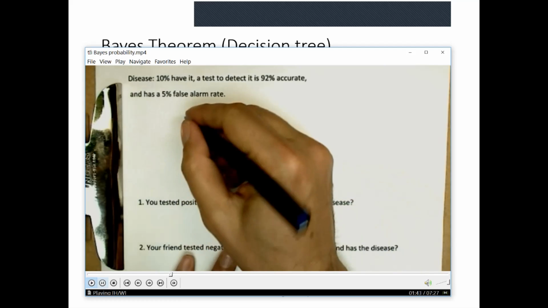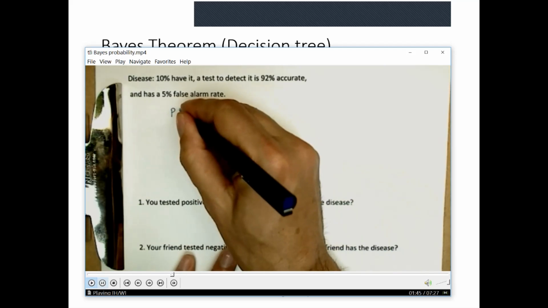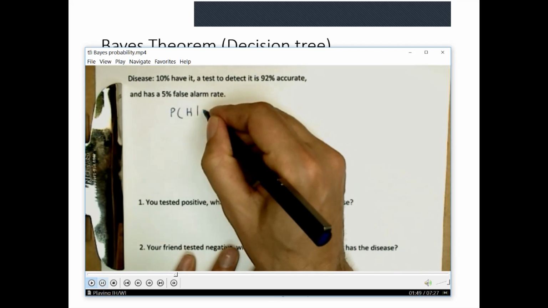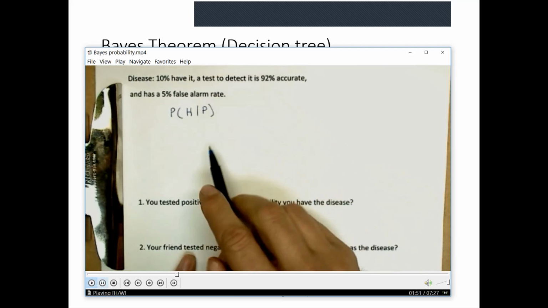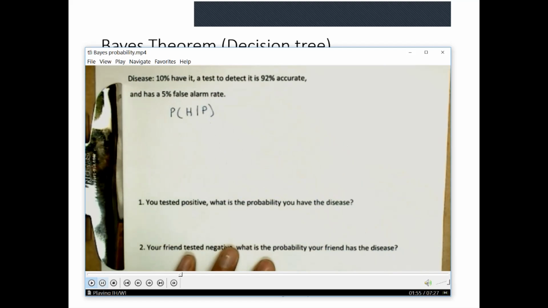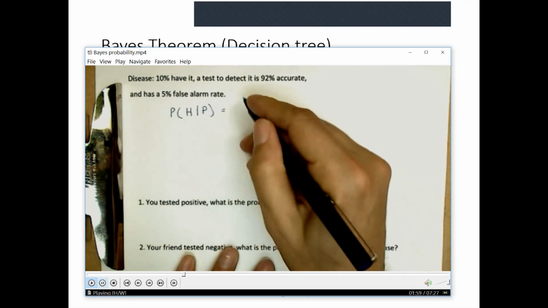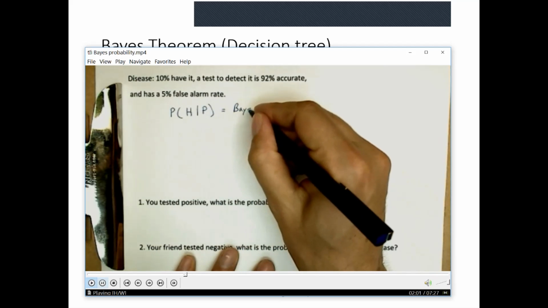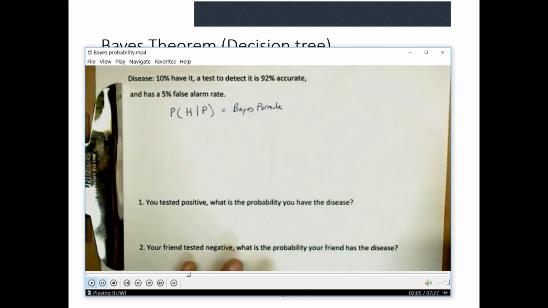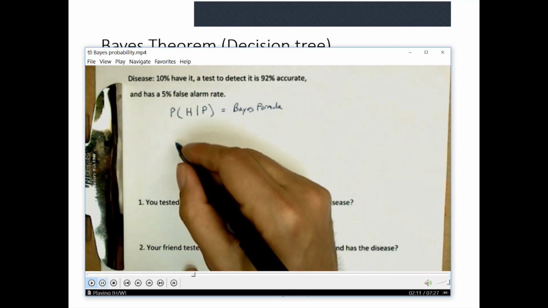So what we're trying to find is the probability that we'll call H, have the disease, given you test positive. So we know you tested positive. What is the probability you have the disease? And actually this is easy to calculate. There's a formula called Bayes' formula for this. You can look it up, but we're not going to really need it. Writing out Bayes' formula makes it look far worse than it really is. So here's what we're going to do.